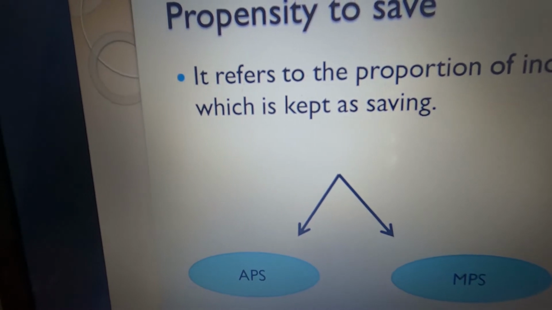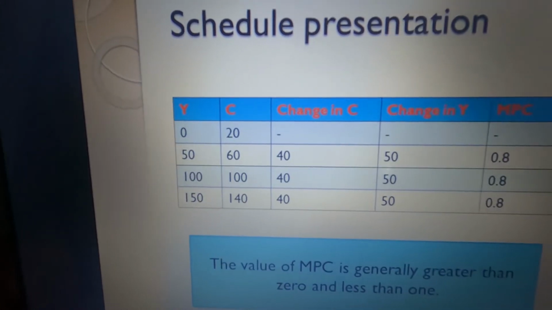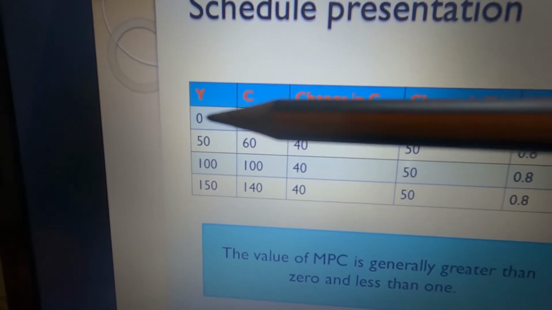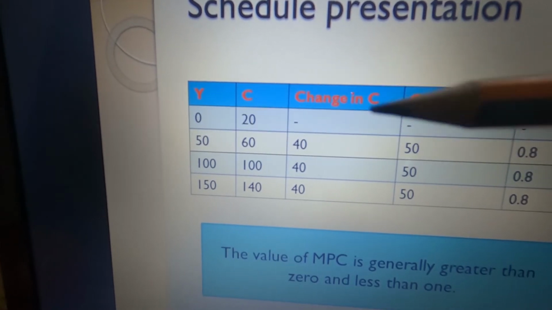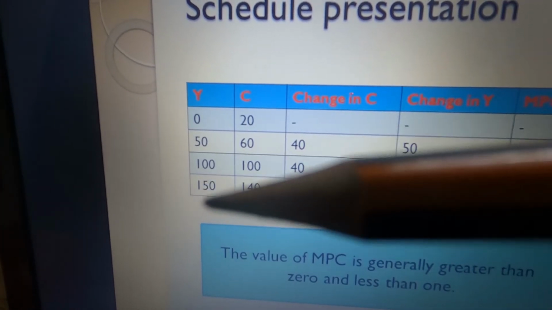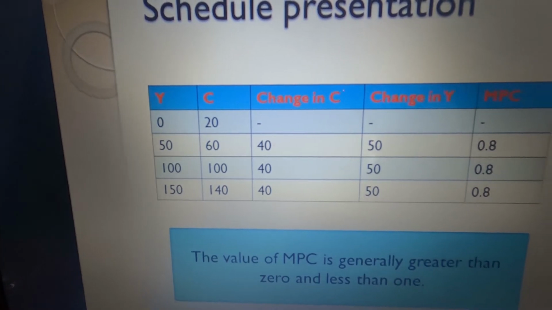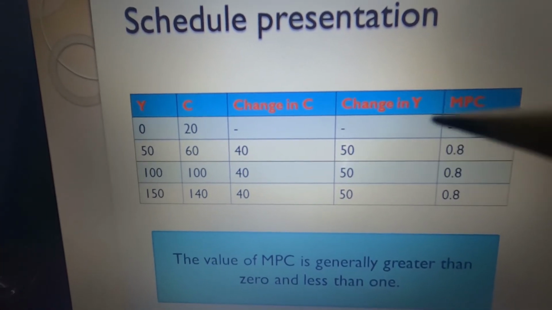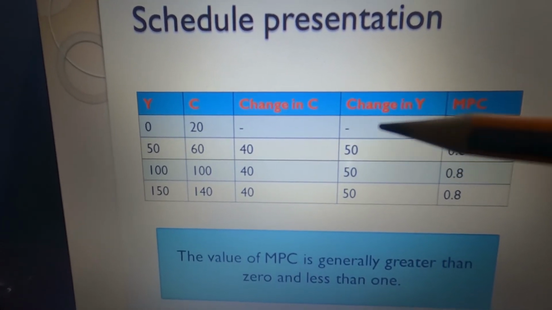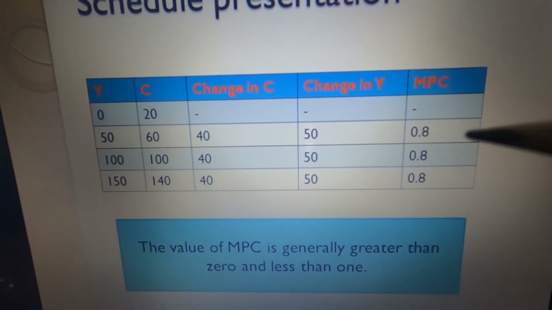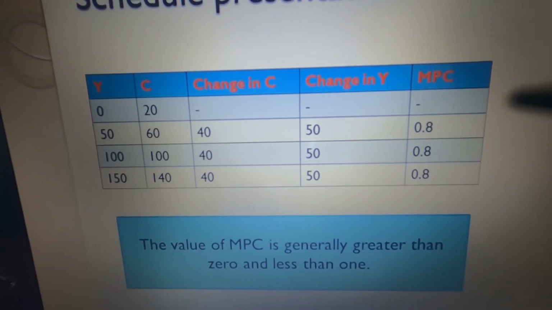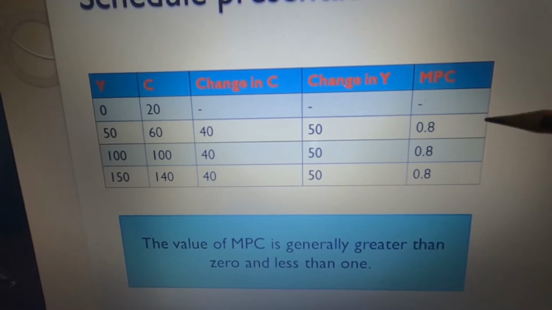Similarly, change in Y. So same thing, no change here. Then we go for 50, 0, 50. 100, 50, 50 is the change here. And 150, 100, 50 is the change here. So now put the formula. MPC is change in consumption upon change in income. So we are getting 0.8, 0.8 and 0.8. So MPC is remaining constant here.